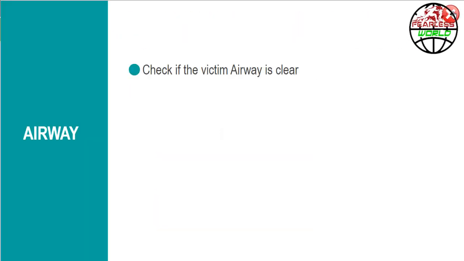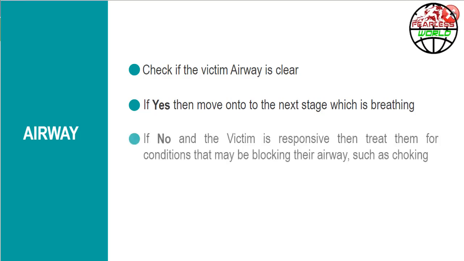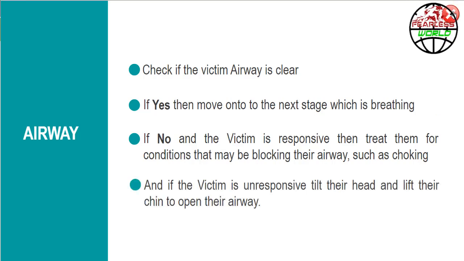Check if the victim's airway is clear. If yes, the victim's airway is clear and open, then move on to the next stage, which is breathing. If no, and the victim is responsive, then treat them for conditions that may be blocking their airway, such as choking. Remember, only move on to the next stage, which is breathing, once their airway is open and clear. And if the victim is unresponsive, tilt their head and lift their chin to open their airway.